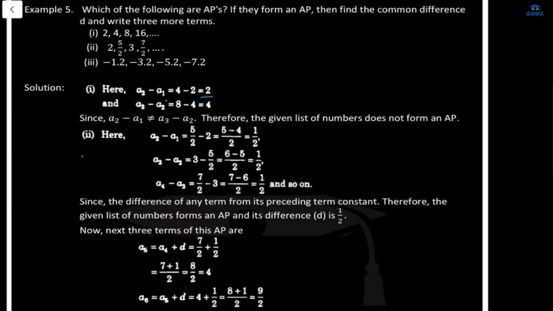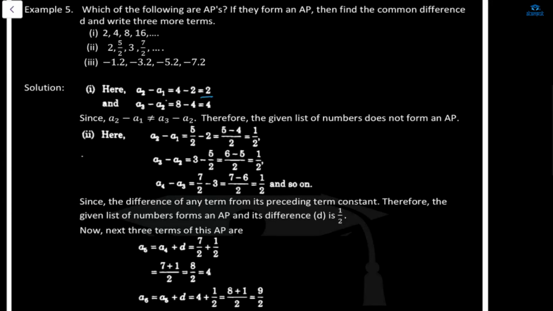Now for the second one, 2, 5 by 2, 3, 7 by 2. Again, we are going to find the common difference. So A2 minus A1, 5 by 2 minus 2, will give you 1 by 2, half. Again 3 minus 5 by 2 gives you 1 by 2. Again 7 by 2 minus 3 will give you half.